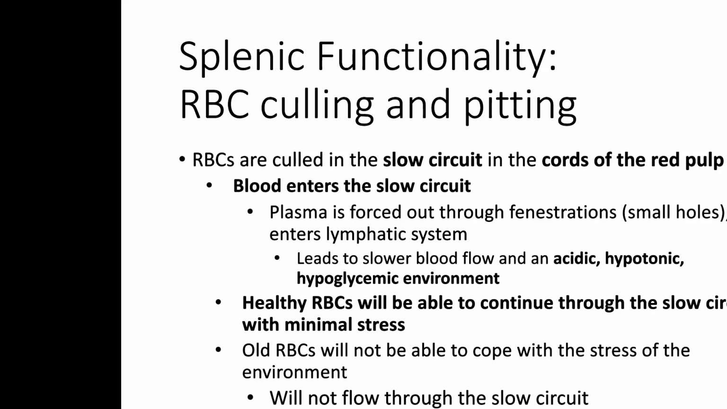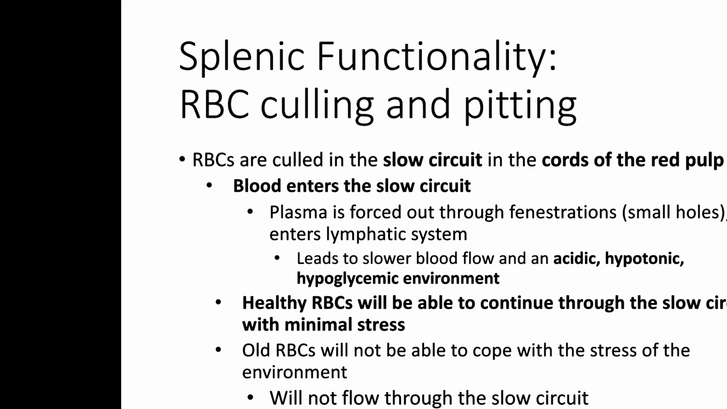The way that extravascular hemolysis is done is this. RBCs are culled in the slow circuit of the cords of the red pulp. Basically, the blood enters the slow circuit. The way that we slow the flow down is by forcing plasma out into these fenestrations. The plasma then enters the lymphatic system to be used there. Essentially, this causes the concentration of the blood to go way up, making it thicker and therefore leading to slower blood flow. When that slower blood flow happens, an acidic, hypotonic, and hypoglycemic environment starts to occur.